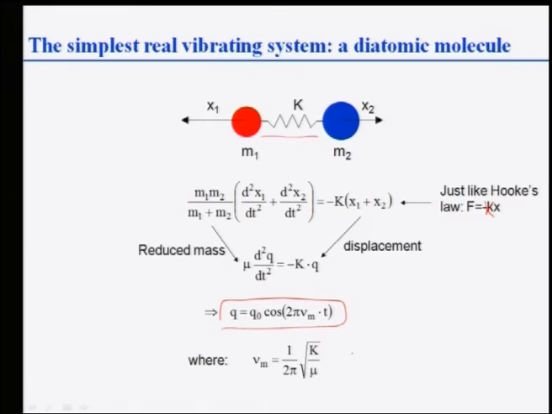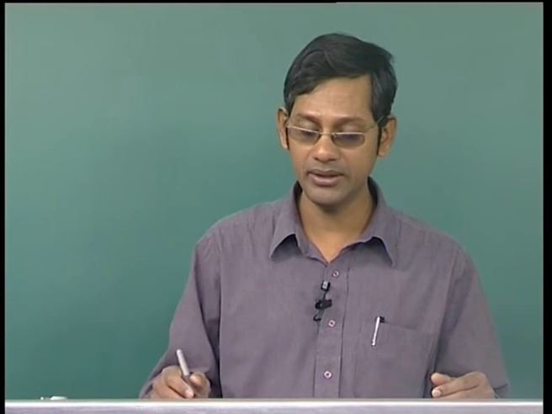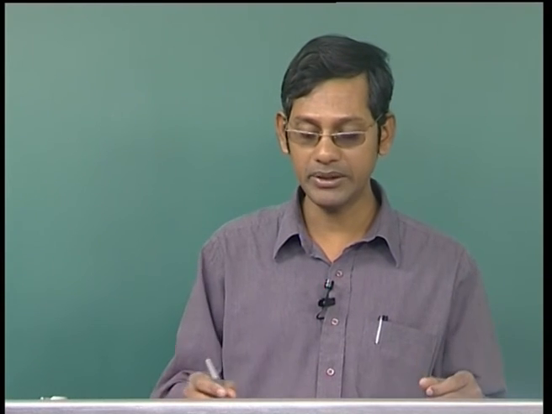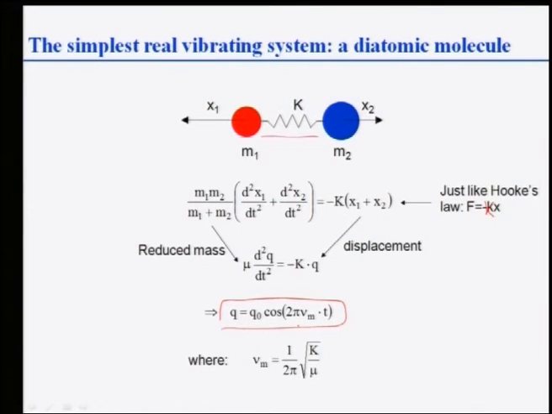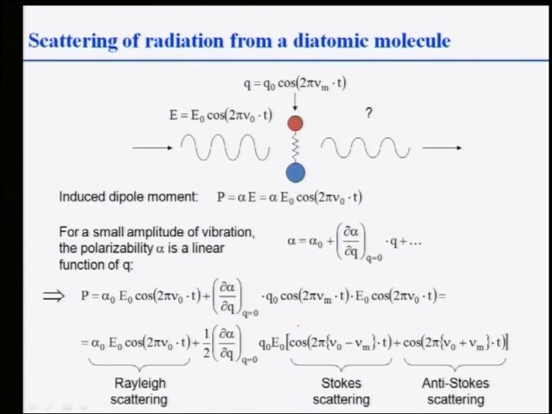Whenever a molecule is stretched or excited, it will vibrate, and the displacement can be related to the vibration this way: q equal to q0 cos of 2 pi nu m t. Now, looking at it from a different perspective, suppose this is the molecule which is vibrating, and this is the change of the distance q, and we put in certain radiation given by E equal to E0 cos of 2 pi nu 0 t. This leads to an induced dipole moment, related to alpha into E, where alpha is the polarizability and E is E0 cos of this.